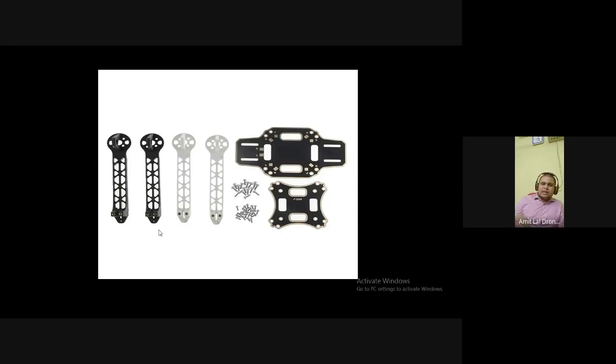These arms take on the motors, and they keep the motors away from the body, so that the vibrations, the air pressure, and any other changes in the magnetic field, because motors have magnets, the magnetic field can affect the flight controllers. So these are kept away from the center of the drone and the body.